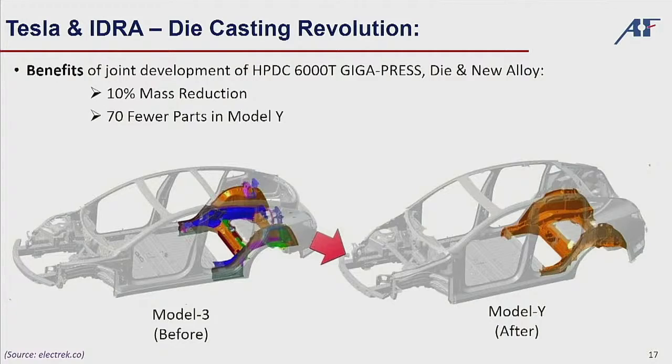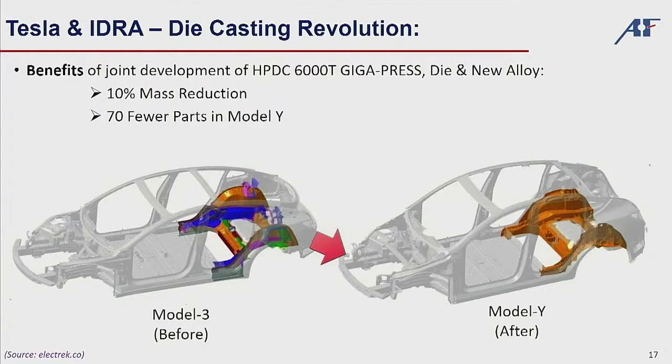Tesla came up with IDRA to produce a 6,000 ton Gigapress. You can see in a diagram that so many parts in Model 3 are now replaced in one casting, which offered 10% weight reduction, and 70 parts were reduced with the new technology. They have developed a new alloy also.